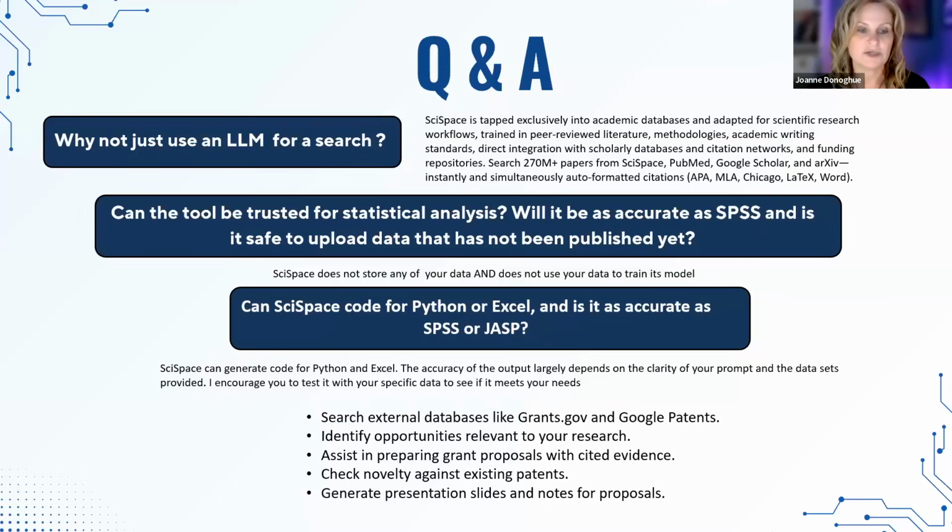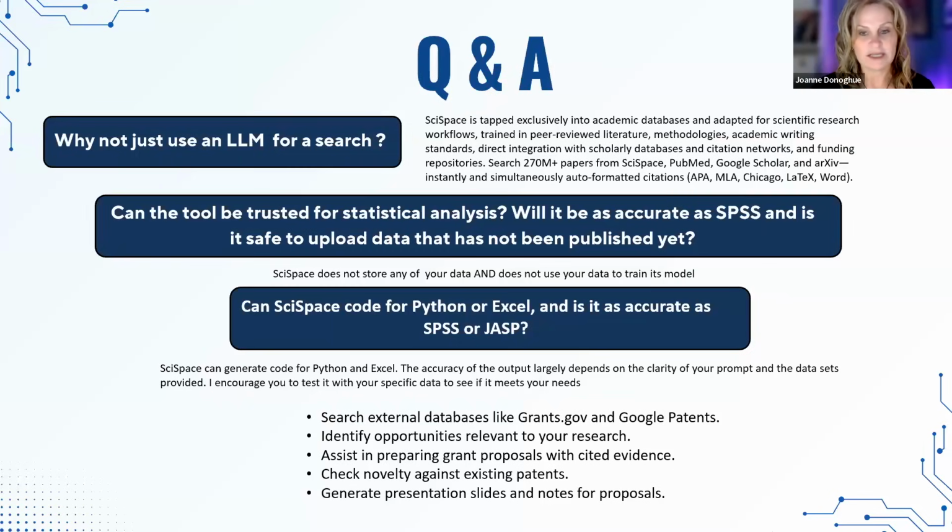So why not just use an LLM for a search? SciSpace in particular is tapped exclusively into academic databases and is adapted for scientific research workflows. It's trained in peer review literature. It does have over 270 million papers that it searches from. It uses PubMed, Google Scholar, arXiv. It auto formats citations for you. It's trained in methodologies, academic writing, and it has direct integration with things.